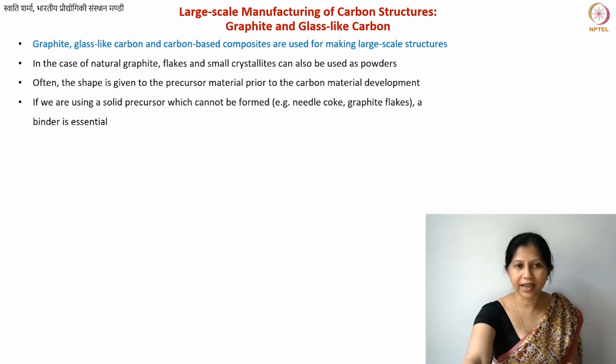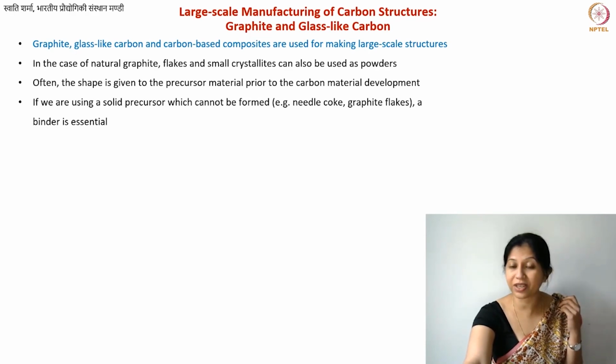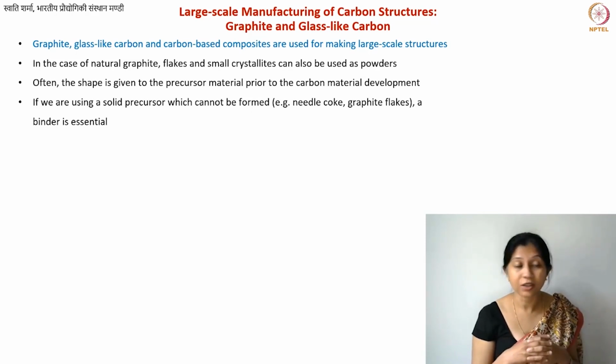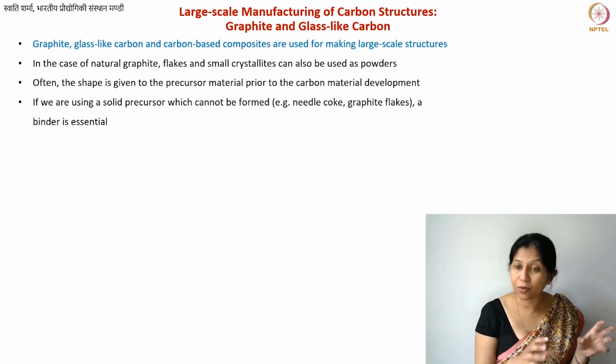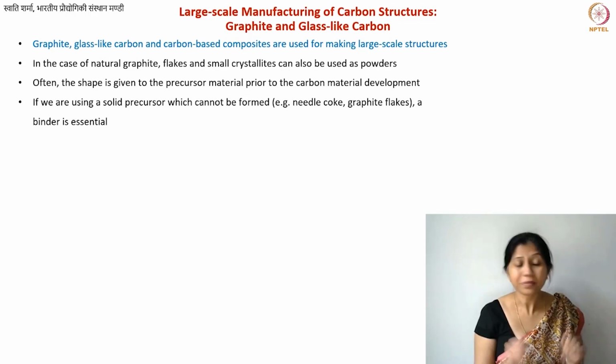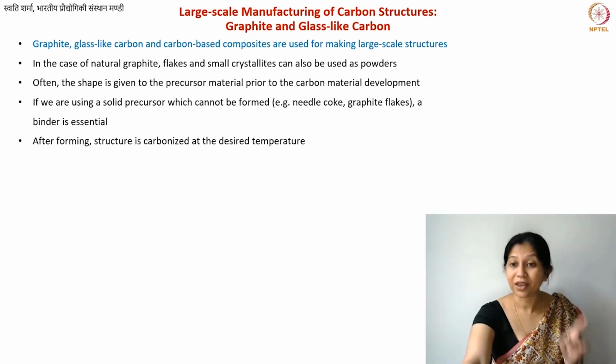Okay. So if you're using powder or flake graphite or something like that, in that case you need a binder. Or if you're also trying to get a graphite structure, but you're using a certain solid state precursor, for example needle coke, you cannot really give a shape to needle coke because it is solid state. So in that case you're going to mix this needle coke or flakes of graphite or any type of powdered carbon material or powdered solid state precursor for your graphite or glass-like carbon for that matter, and then you can already give it a shape using a binder.